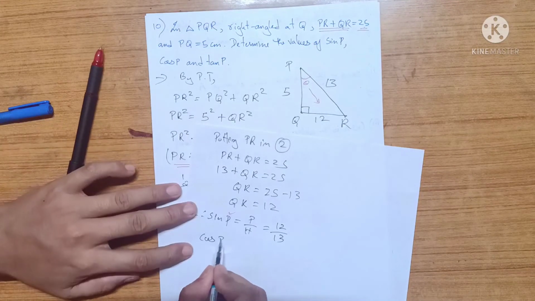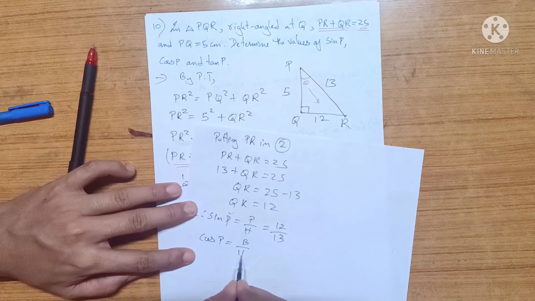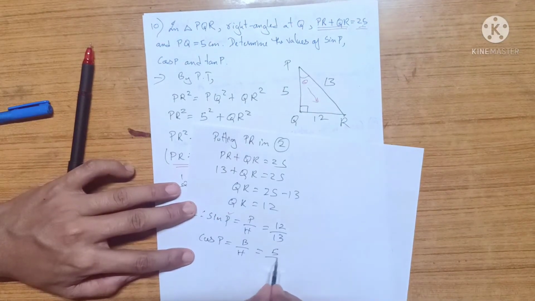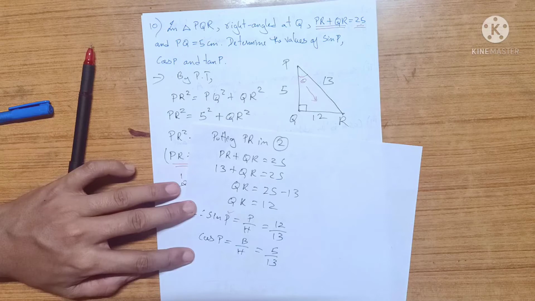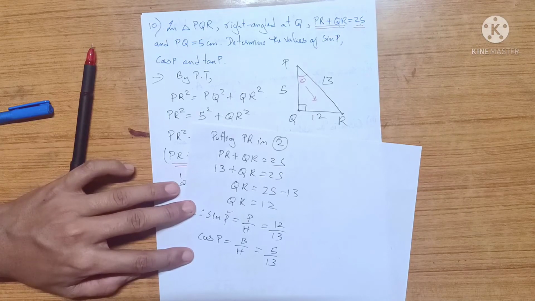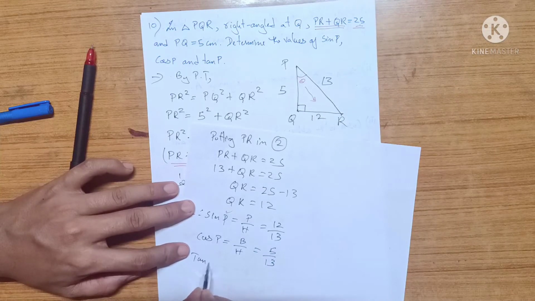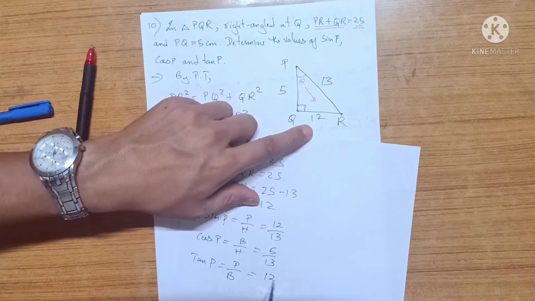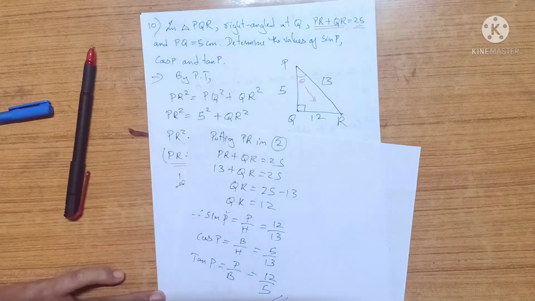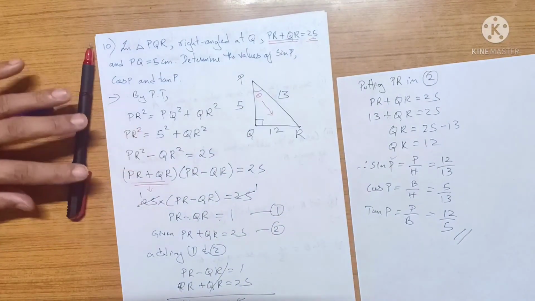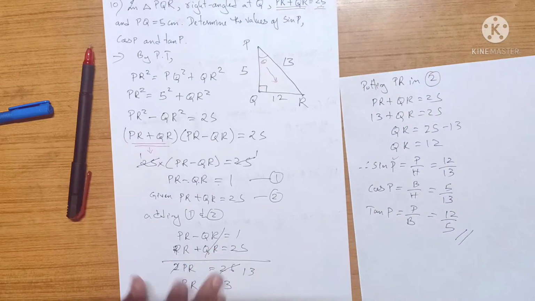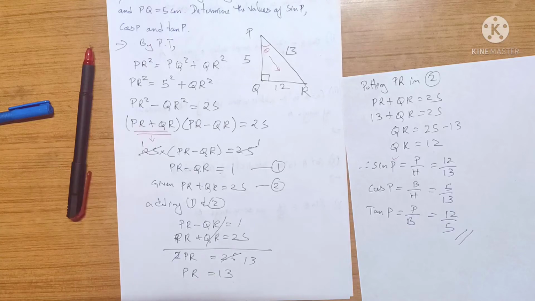Cos P is base by hypotenuse, base will be 5, hypotenuse is 13. Right, and then we have one last, tan P, perpendicular by base, perpendicular in this case 12, base is 5. So that's it. Let me just show you the answers. That's the answers.